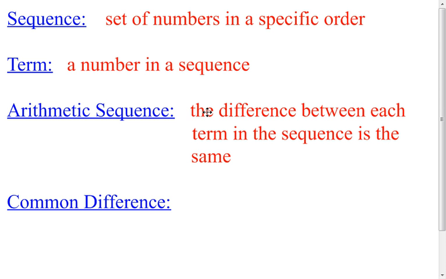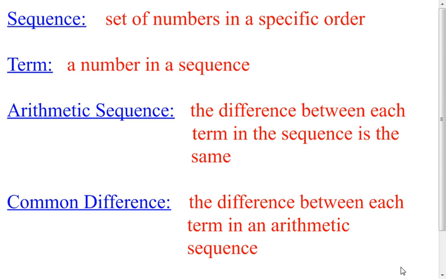An arithmetic sequence is a series of numbers where the difference between each term in the sequence is the same. So a sequence that would go 2, 4, 6, 8, every time it's jumping up by 2, that would be an example of an arithmetic sequence.